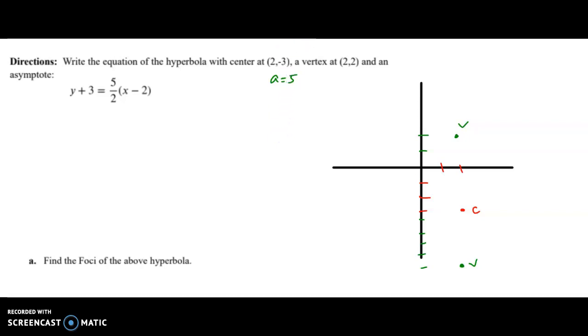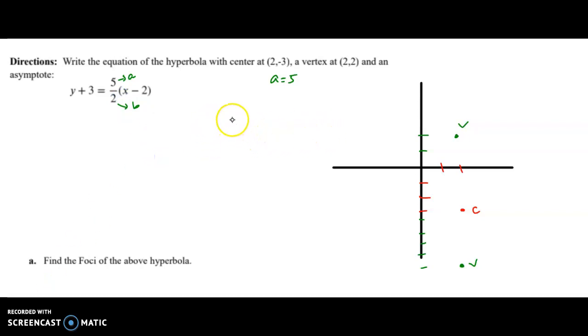Now, take a look here. Look at this slope. This equation is in point-slope form, and 5/2 represents the slope of the asymptote. Well, we know that a is 5, and so there it is. That's your a value, which means that the 2 is going to be your b value. That's going to come in handy later.